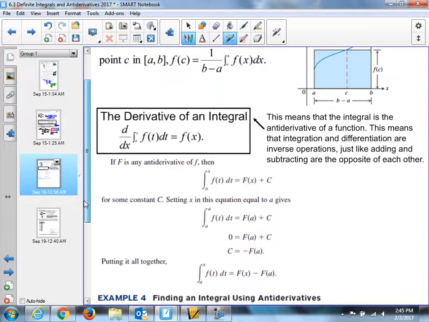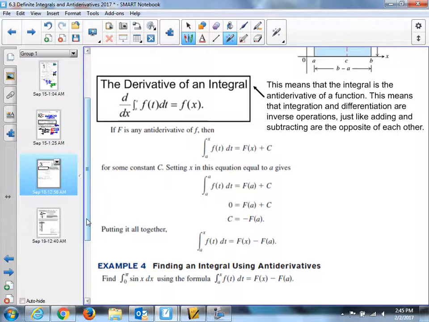The derivative of an integral. Integrals. It's an antiderivative of a function. It's the opposite of the derivative, like multiplication and division. This means, okay, that's what I just said, I guess. Integration and differentiation are inverse operations. They kind of undo one another. Okay?